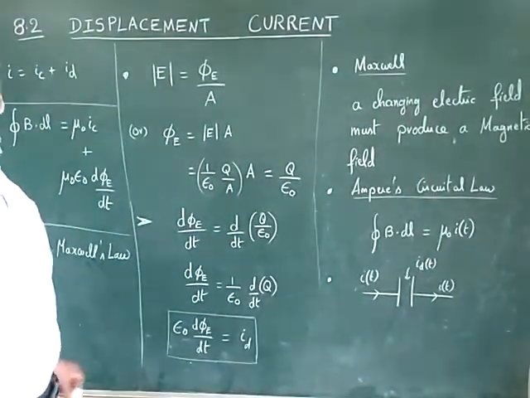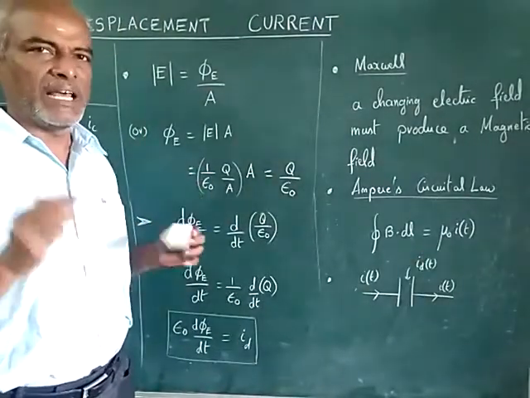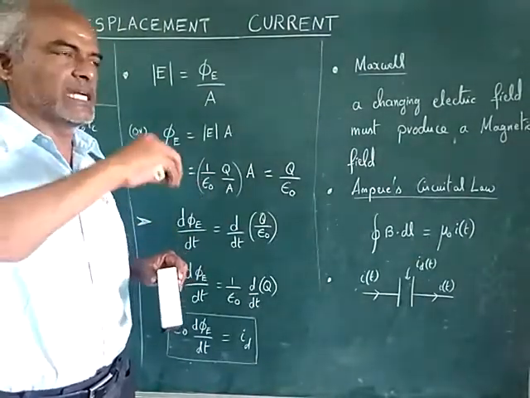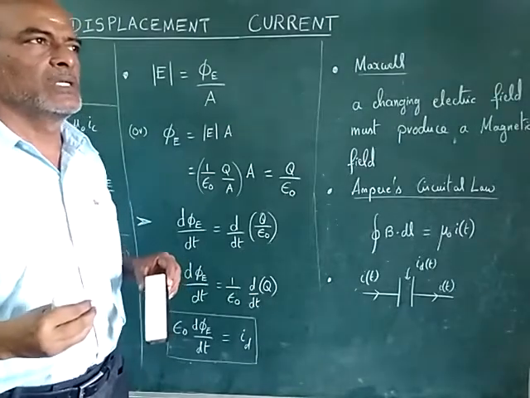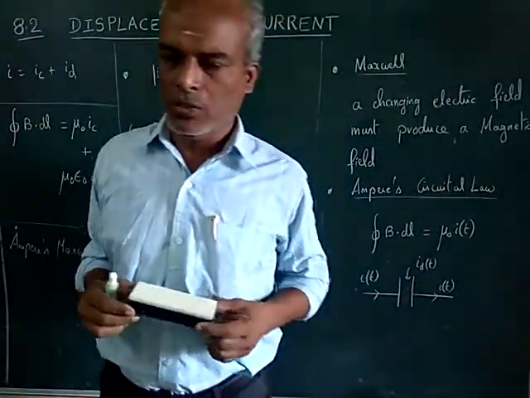With this idea, I hope you have understood what displacement current is, where it happens, and what the difference is between conduction current and displacement current. All this stuff, I think you might have understood thoroughly.